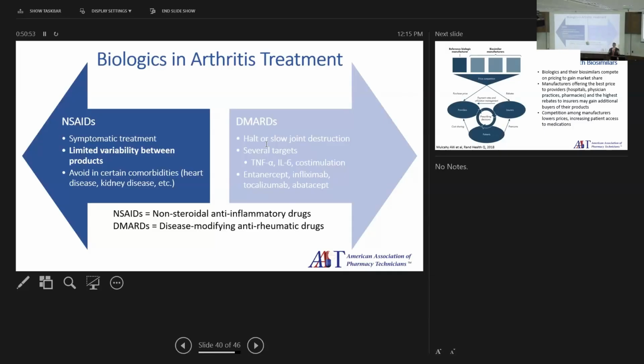We want to avoid these in certain patients. So it can be risk-benefit as far as, are we going to continue them on these medications, which are helping their pain, but they increase risks in other ways, or do we not? Whereas disease-modifying anti-rheumatic drugs, DMARDs, things such as etanercept, infliximab, tocilizumab, they can slow the progression of the disease process more specifically by using targets specific to arthritis.